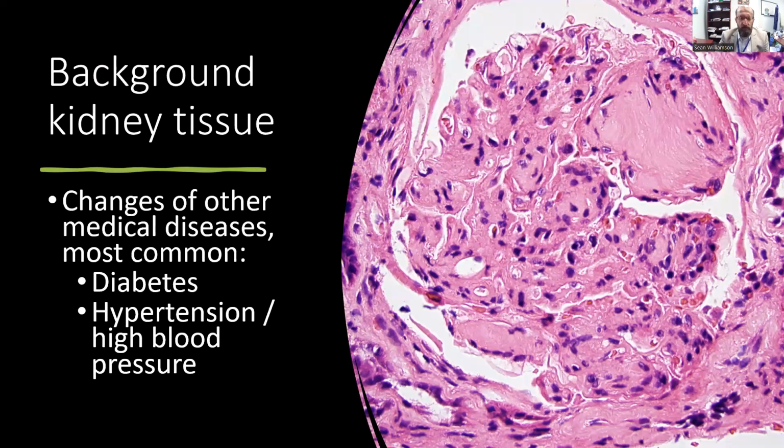As I mentioned, we try to evaluate the background kidney tissue for changes of other diseases. So for example, if the patient is diabetic, we may be able to tell that from the background kidney tissue. This is a picture here of the glomerulus, which is the structure in the kidney that filters the blood to produce urine. And when you see these big pink areas in the glomerulus, that's often a sign of diabetes. Other things that we can see more commonly in the normal kidney tissue would be changes of hypertension or high blood pressure.